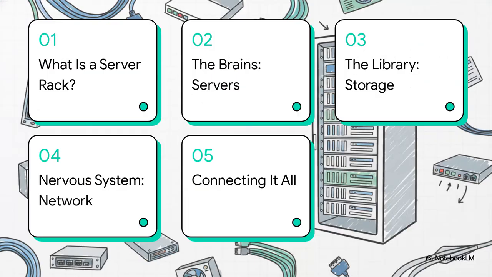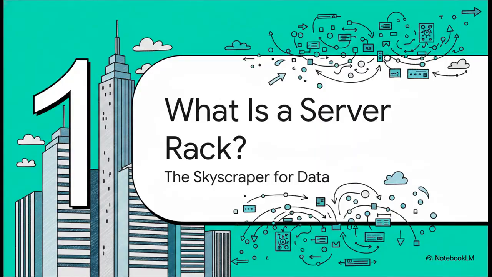So, I'm going to take you on a quick little architectural tour. First, we'll figure out what a server rack even is. Then, we'll meet the three key players inside. We've got the brains, which are the servers, the library, which is all the storage, and the nervous system, the networking gear that lets them all talk. And finally, we'll see how the whole thing works together to do something simple, like bring up a web page on your screen.